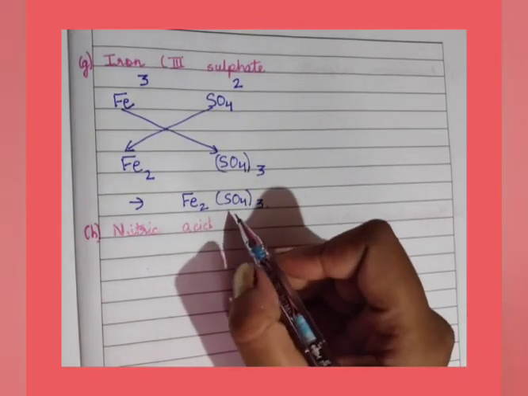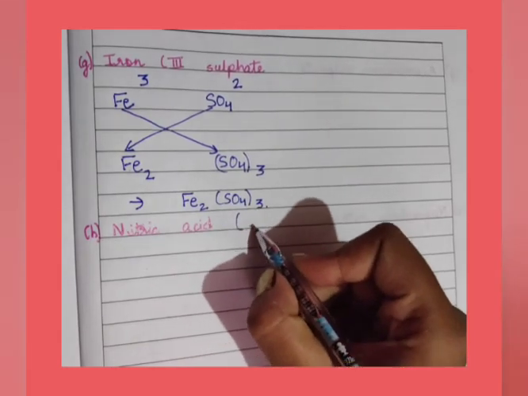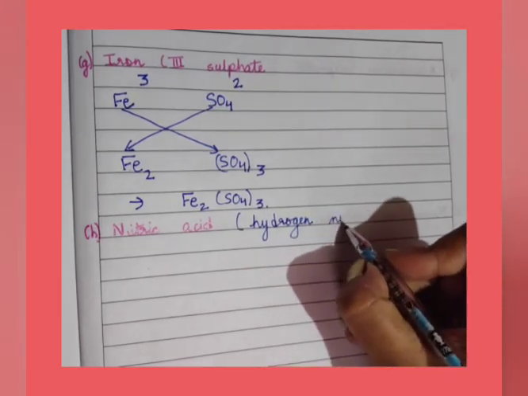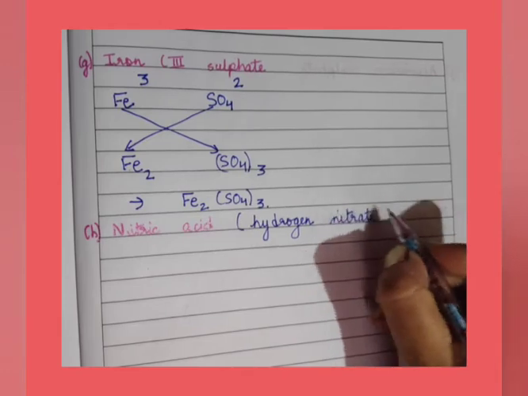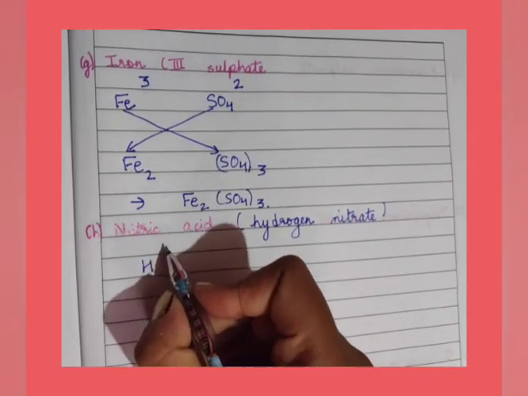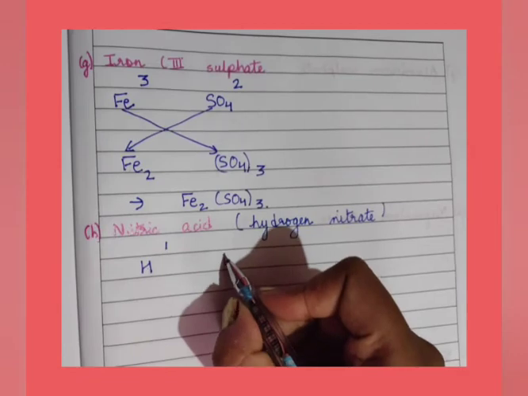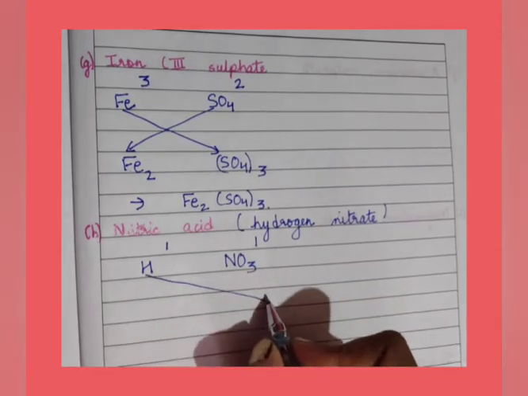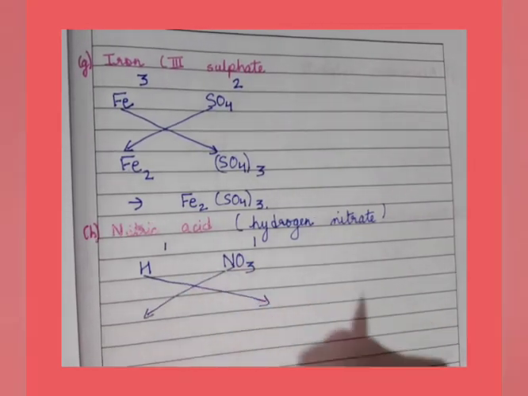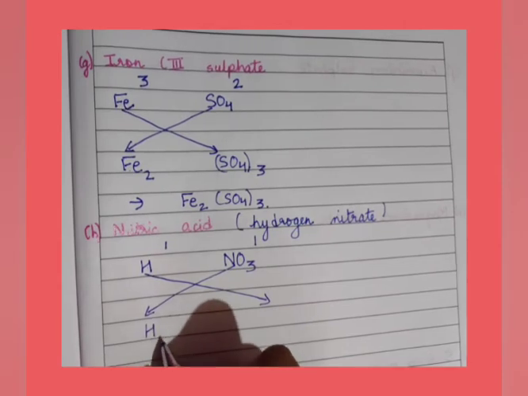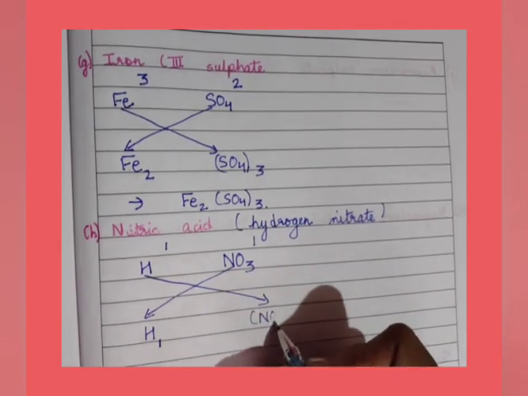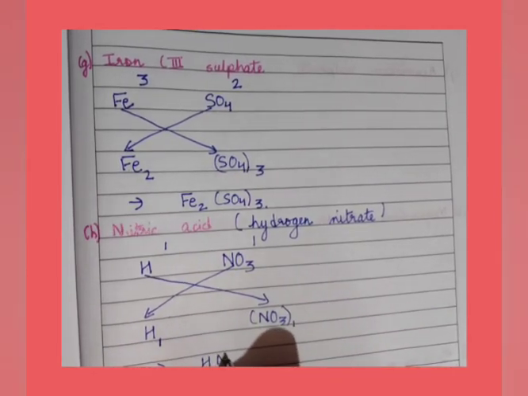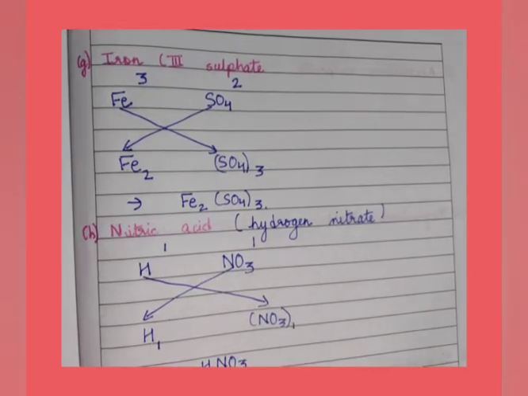Okay. Next comes nitric acid. Now what is nitric acid? It is actually hydrogen nitrate. So hydrogen valency 1, nitrate, what is the formula? NO3, valency is 1. Now they interchange the valencies. So what will you get here? 1. Here also 1. So what is the formula? HNO3. We are ignoring 1.